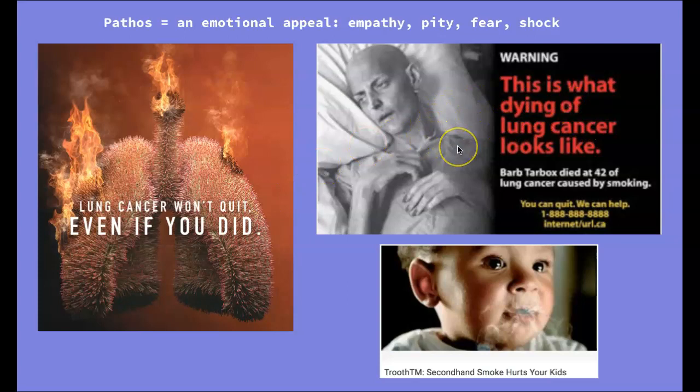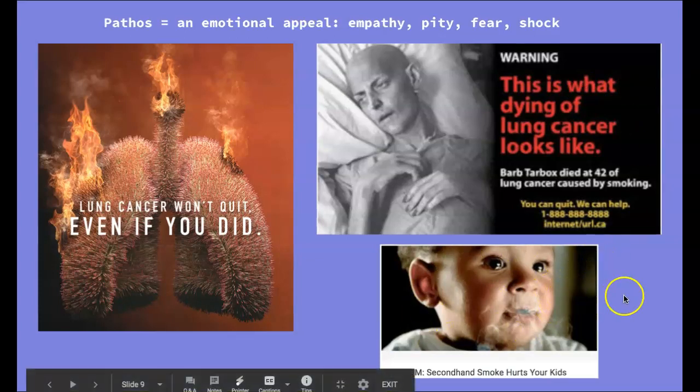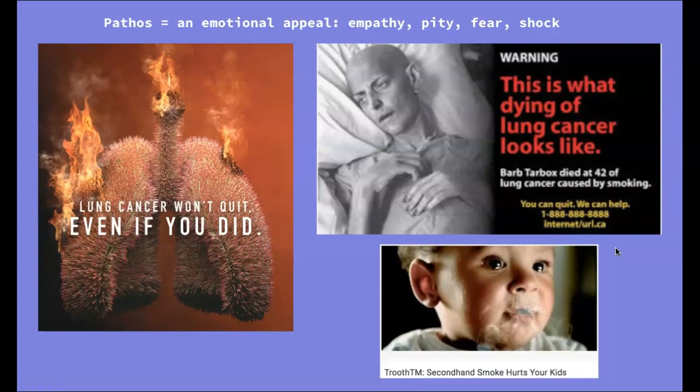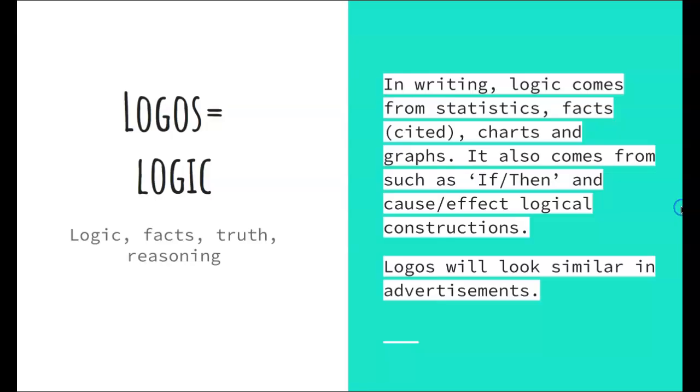Here's a really shocking image. Warning, this is what dying of cancer looks like. Barb Tarbox died at 42 of lung cancer caused by smoking. So this is a really startling image that may cause fear or another emotion like sympathy or empathy in you. And here, this one is probably intending just to shock you. It's a picture of a baby with smoke coming out of the baby's mouth to indicate the idea that if a baby is exposed to secondhand smoke, it's like they're smoking themselves. So you can see that all of these images are trying to get an emotional rise out of the audience.